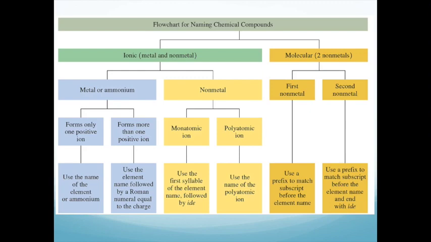And then if there are more than one possible positive ion, you use the element name followed by a Roman numeral equal to the charge. For the nonmetal, you either have a monatomic ion or a polyatomic ion. If it's a monatomic ion, you use the first syllable of the element name followed by "-ide". And for the polyatomic ion, you just use the name of the polyatomic ion. In the case of molecular compounds, you have the first nonmetal followed by the second nonmetal. For the first nonmetal, you use a prefix to match the subscript before the element name. And for the second nonmetal, you use a prefix to match the subscript and add "-ide" at the end.